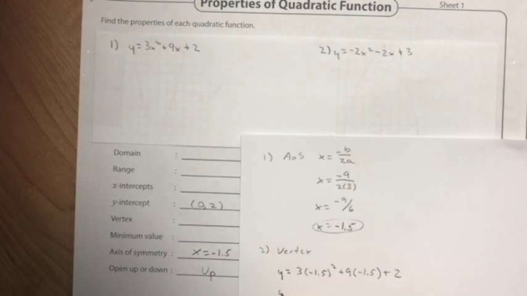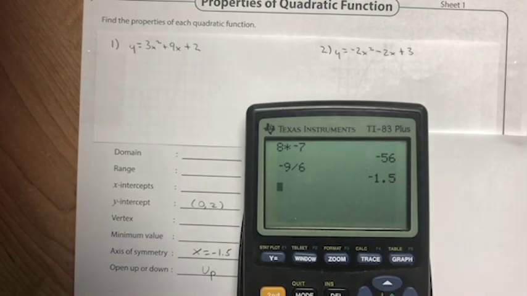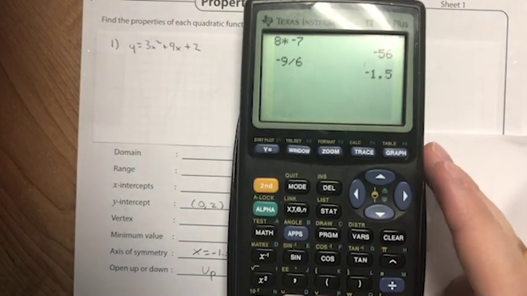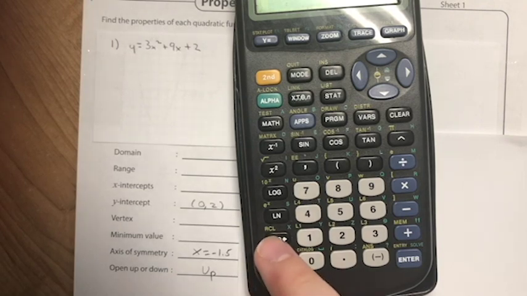All right, and that's going to give me a y value. I can work this out by hand, but why work so hard? I'm going to show you a new trick with your calculator. I've got negative 1.5 in my calculator right now. There is a button that says STO with a little arrow. This means store. I like to say it's my stow button.